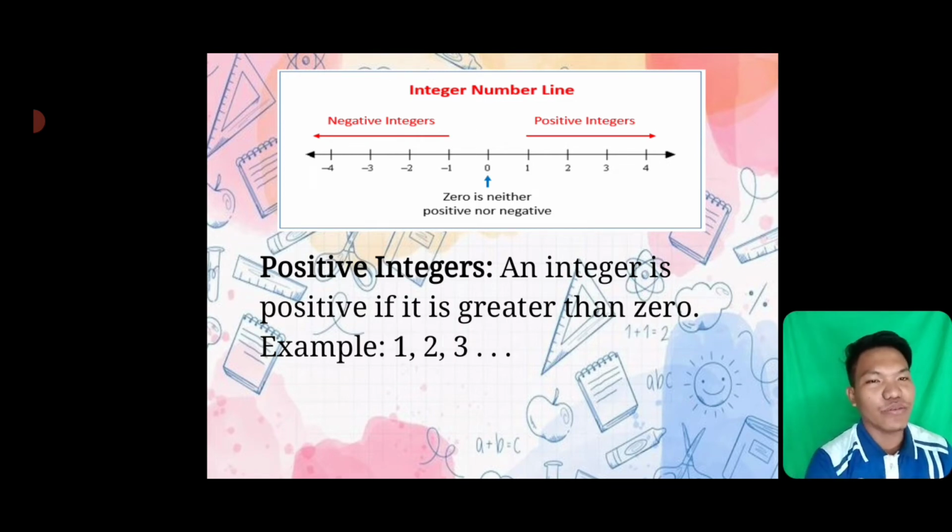Integer number line. So, on the picture, you saw negative integers and positive integers. So, we're going to talk about that. Okay, let's proceed first to the positive integers. An integer is positive if it's greater than 0. Example, 1, 2, 3, and so on. So, we can say that if the number is positive, it is greater than 0. Very good.